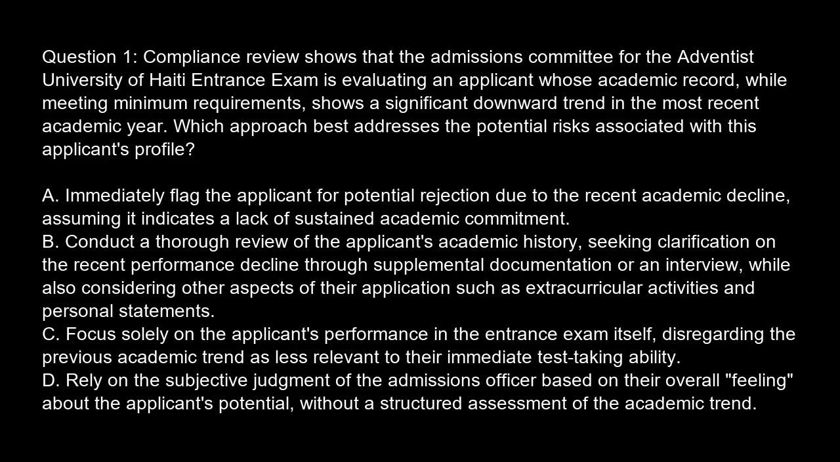Option A. Immediately flag the applicant for potential rejection due to the recent academic decline, assuming it indicates a lack of sustained academic commitment. Option B. Conduct a thorough review of the applicant's academic history, seeking clarification on the recent performance decline through supplemental documentation or an interview, while also considering other aspects of their application such as extracurricular activities and personal statements.